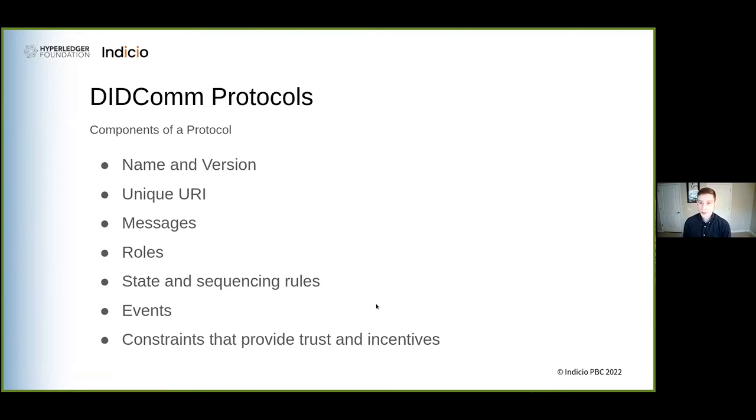So to have a well-defined stateful interaction, a protocol needs the following ingredients. The name and version of a protocol, its URI that identifies it, its messages, the roles that the sender and receiver can take in the protocol, and then essentially a state machine of how those messages and roles are expected to proceed.